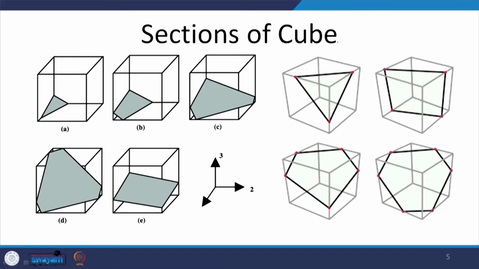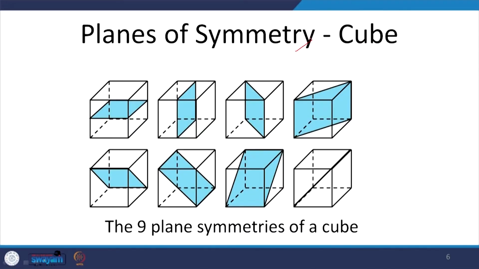Next we have section of a cube. Now, section of a cube sometimes can be very tricky, simply because it could be very simple as well as very tricky. Before we look at section of a cube, let us look at the planes of symmetry of a cube, which is how we will also get to understand the various sections in a cube.